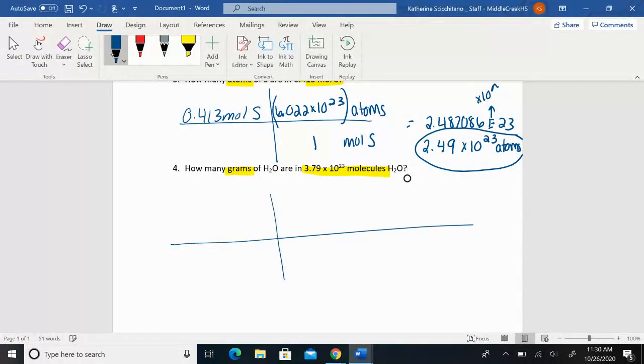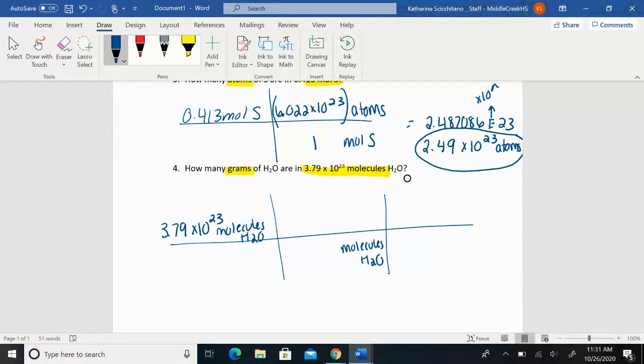The way that I do that is with 2 vertical lines. So I always put what I start with in the top left. So it's 3.79 times 10 to the 23rd, and that's molecules of water. Now, I don't want to stay in molecules, so the way that I get rid of that is by putting it on the diagonal.